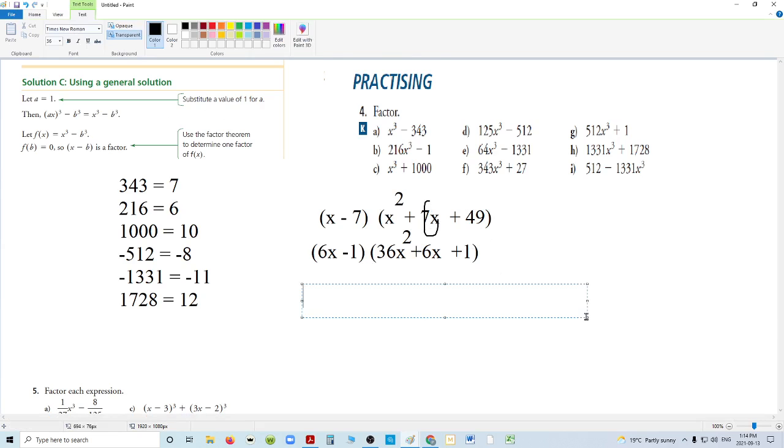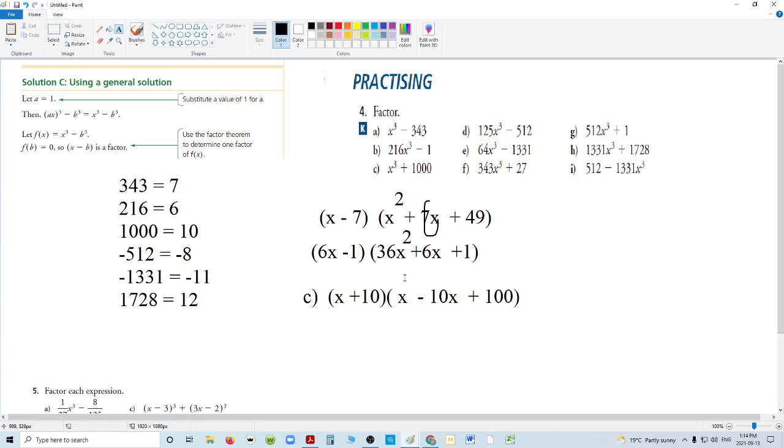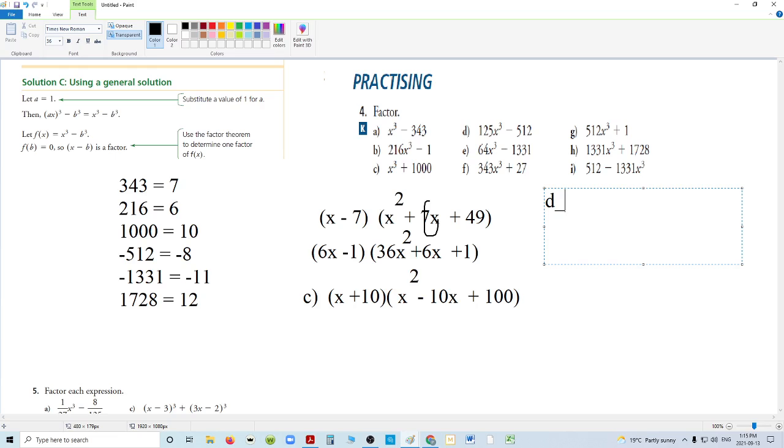And here's C, x plus 10. So I'm going to be left with x squared plus, minus 10x, because they're added up above, plus 100. I'm just using the general formula. D, it's 5x. The main root is 5x.